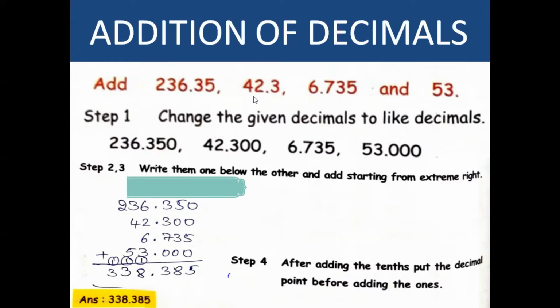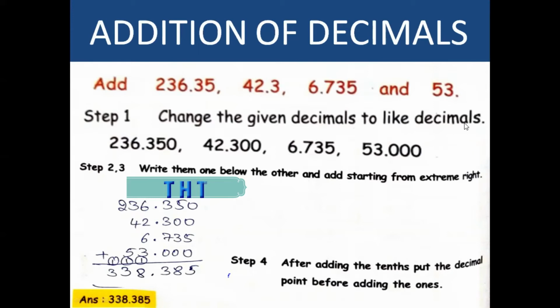Addition of decimals. For example, add 236.35, which is in decimals, 42.3, 6.735 and 53. Now we have to add. Step 1. Change the given decimals to like decimals.